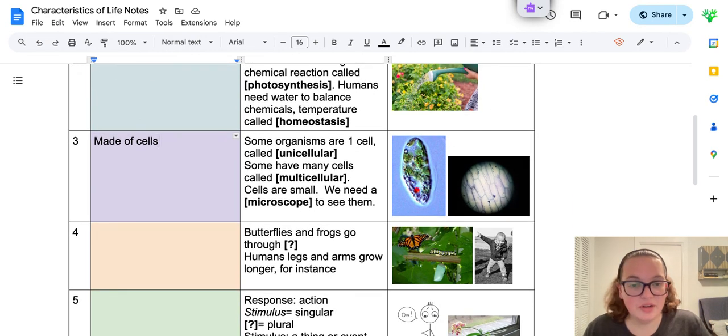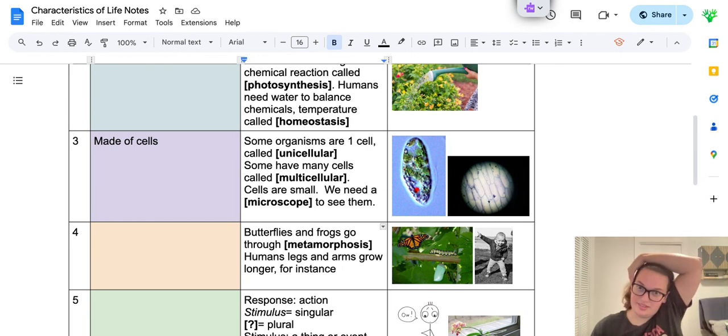All right, this you might have heard of before. Butterflies and frogs go through a process where their entire body changes, and that's called metamorphosis. We don't go through metamorphosis, but we do change as we grow. In fact, if you want to annoy a toddler, you just need to do this.